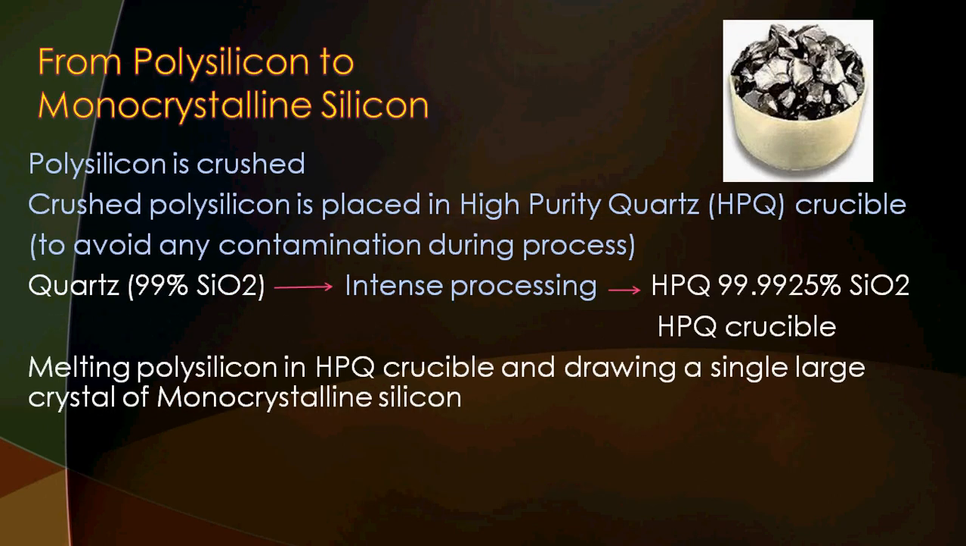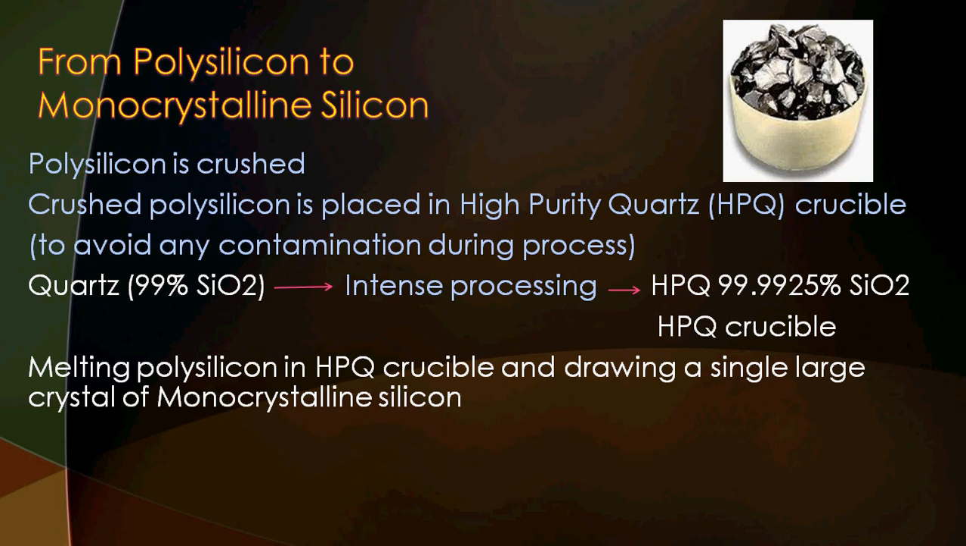From polysilicon to monocrystalline silicon. Polysilicon, as the name indicates, is a silicon which has hundreds and thousands of tiny crystals inside a small chunk, and these crystals are arranged in different directions. Crushed polysilicon is placed in high purity quartz crucibles. Why a high purity quartz crucible? Because we don't want any contamination from outside. We want to avoid contamination. So we use a high purity quartz crucible.